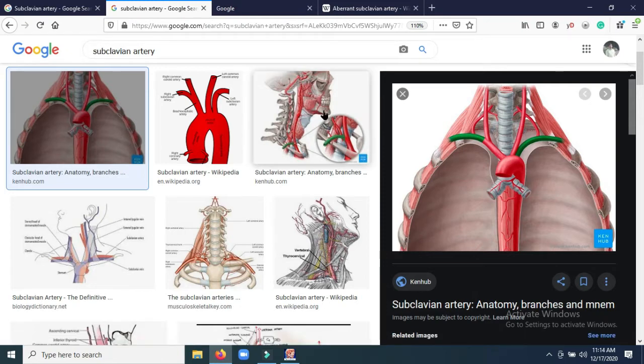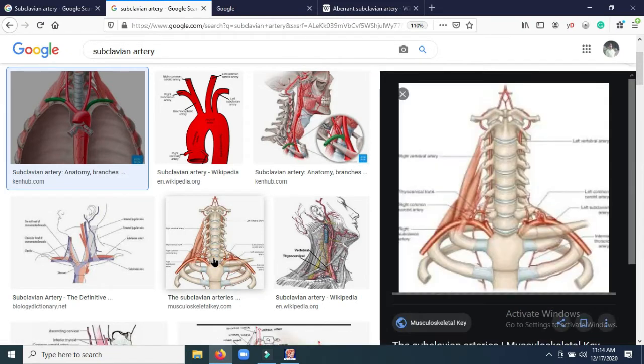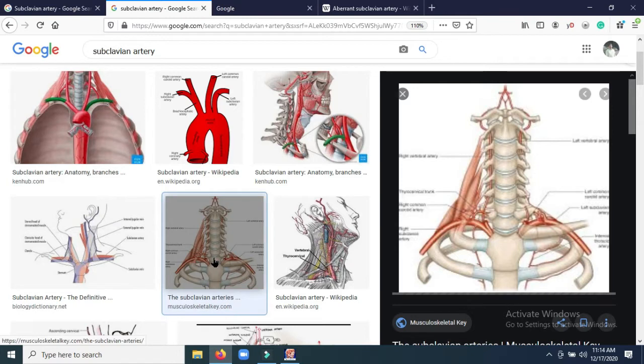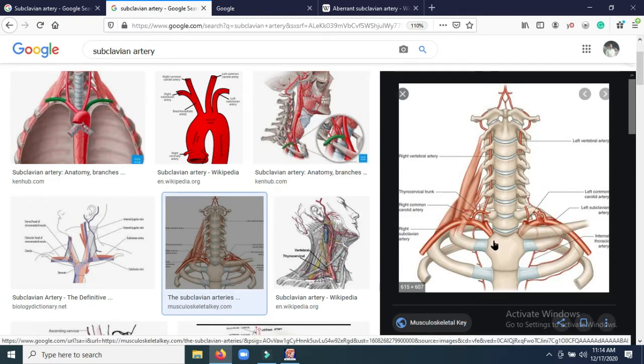Okay, now we'll see another image from here. Just look at here. Here the heart, the arch of the aorta and descending thoracic aorta are hidden by the manubrium sterni. That means those things are situated behind the sternum. Okay, we can see here the brachiocephalic trunk and here is the subclavian artery and this one is the common carotid artery, obviously right sided common carotid artery.